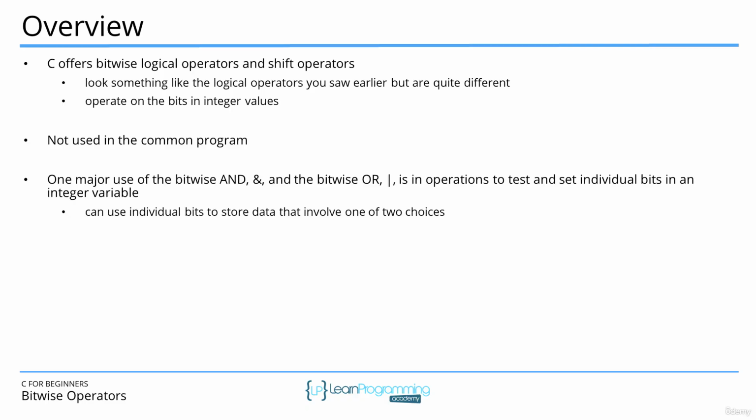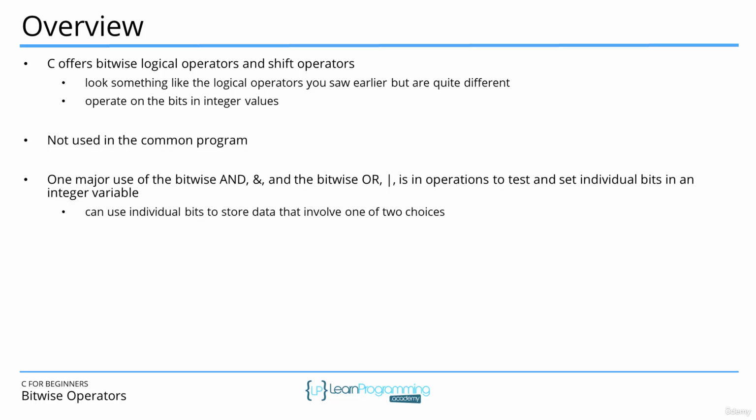But the way that they're useful, and why you'd actually want to use them, is because you can store quite a bit of data. There's the bitwise and, which is an ampersand, and the bitwise or, which is just a single vertical bar. Try not to confuse these with the logical operators. The logical operators have two of them, two ampersands for an and. The bitwise operators just have a single one, so just an ampersand or just a bar. What they're going to do is test and set individual bits inside of an integer variable.